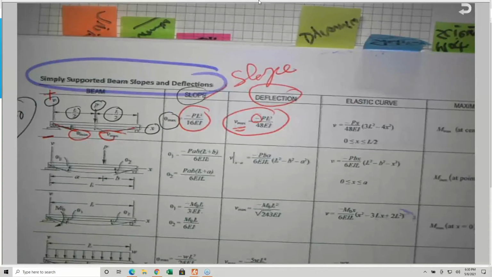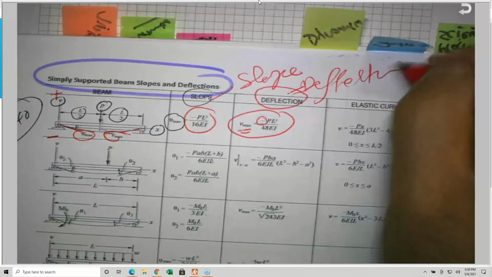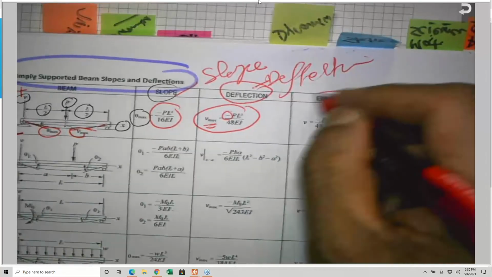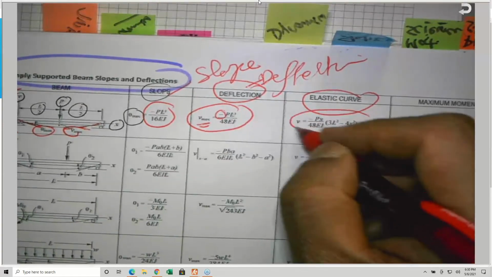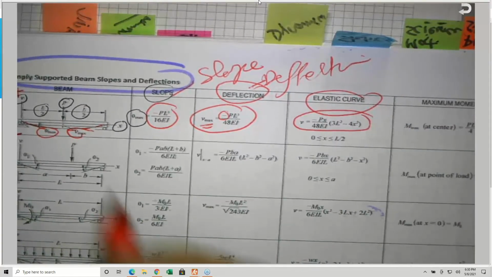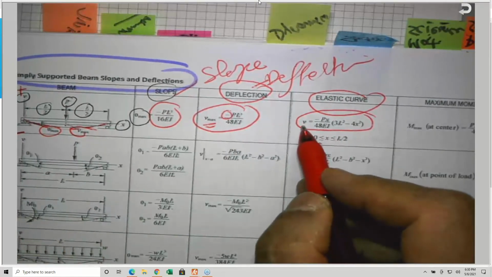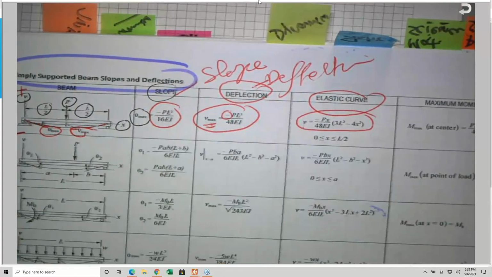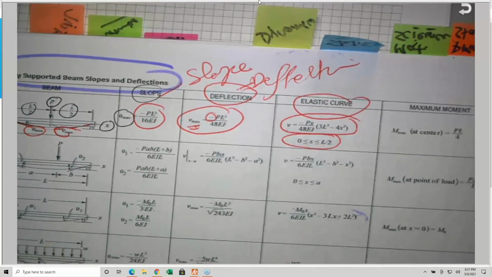So this is the second column, which is the deflection. The following column is the elastic curve. This is the equation that is representing this shape. The deflection V, this is V max. But I can get the deflection at any point using the equation of the elastic curve, which is given by this equation, and put the limits, but be careful with the limits.